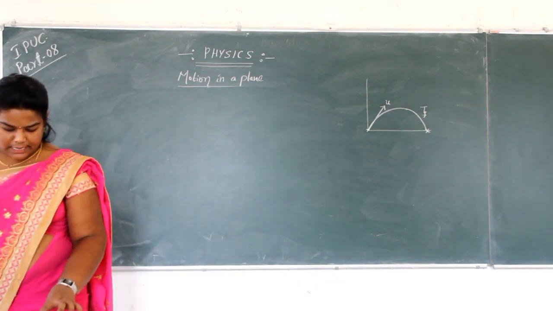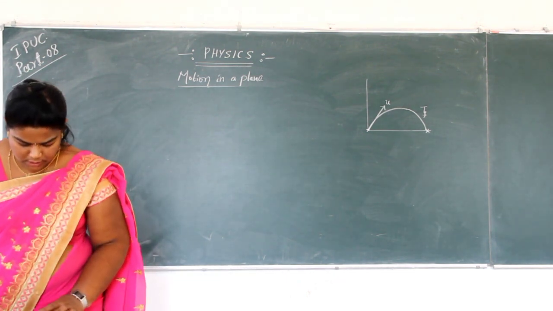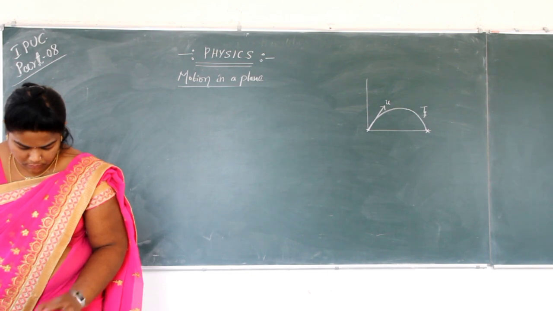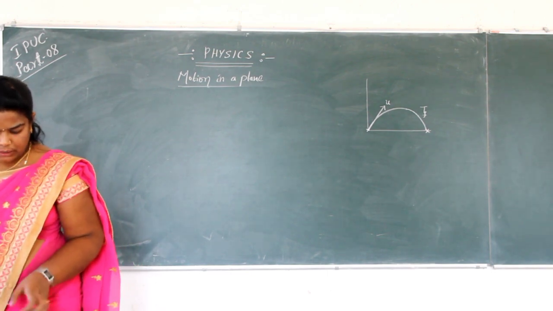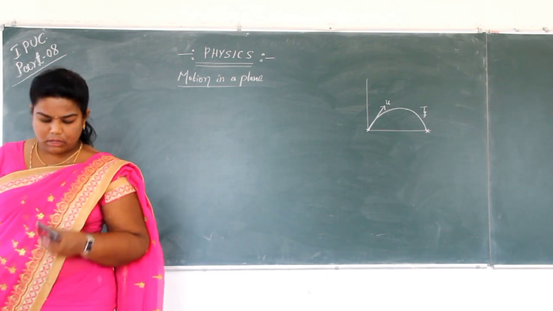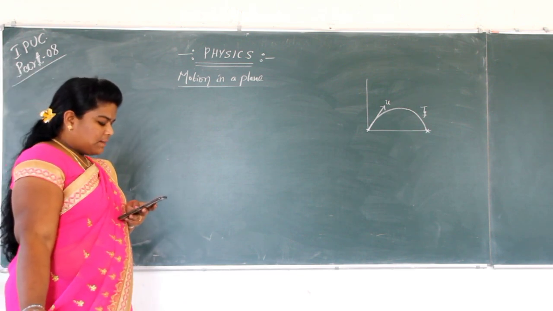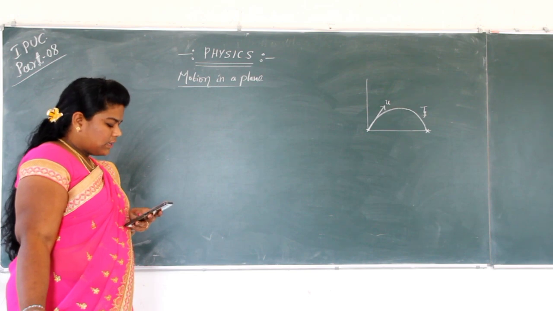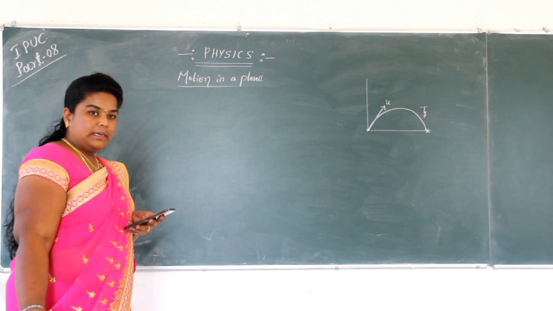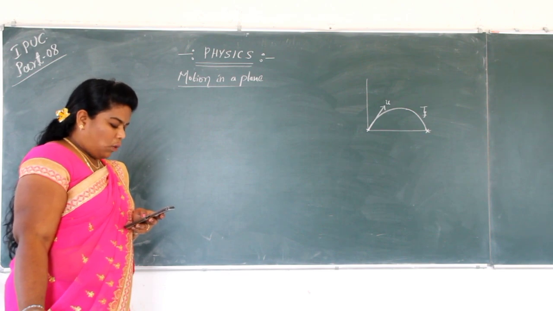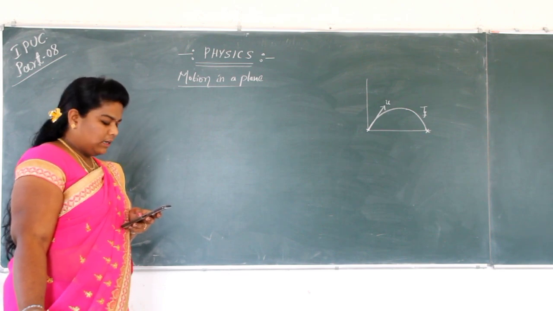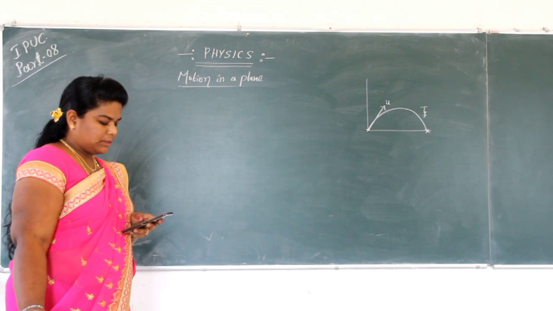Now the third question was like this. I'll just read out the question. The ceiling of a long hall is 25 meter high. What is the maximum horizontal distance that a ball thrown with a speed of 40 meter per second can go without hitting the ceiling of the hall? Right, this was the question.